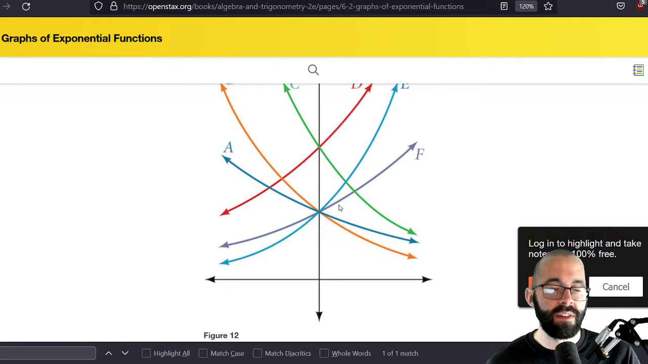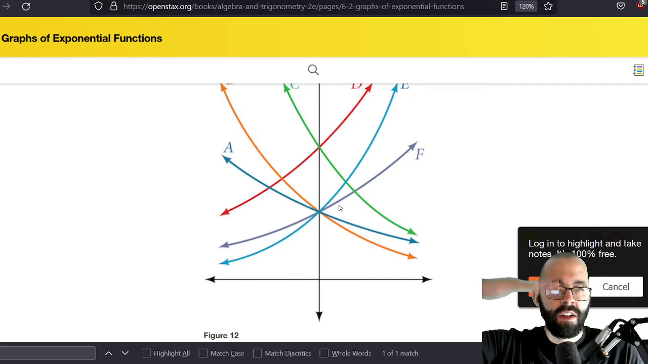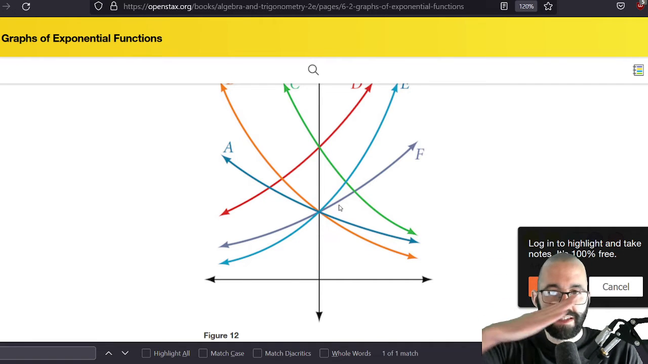14 is going to be F. The answer to number 14 is F. Lower starting value, it's exponential growth, and it's the smaller growth rate. And that's how you can approach these matching problems.